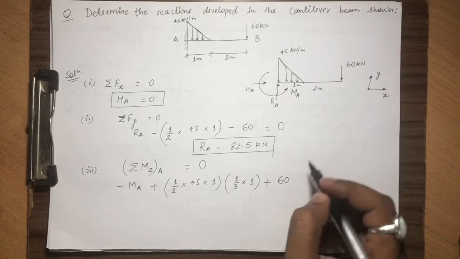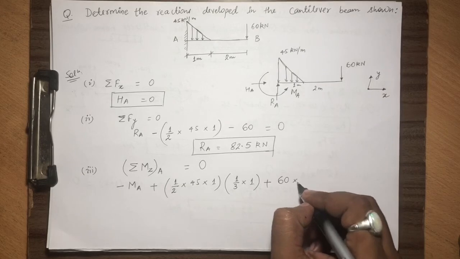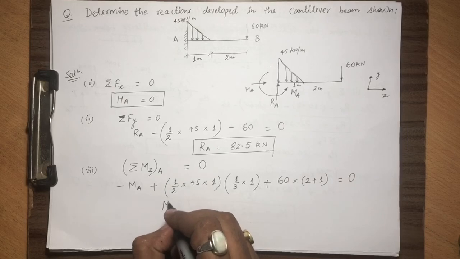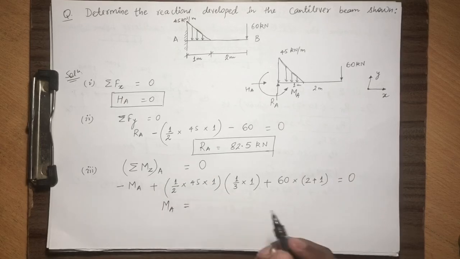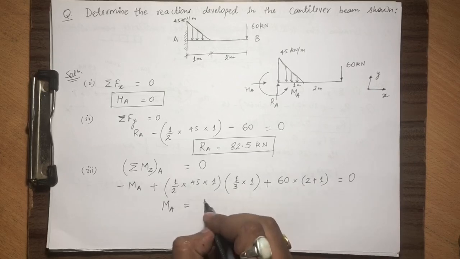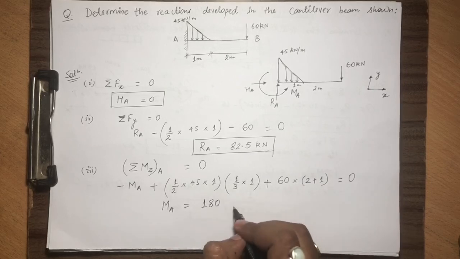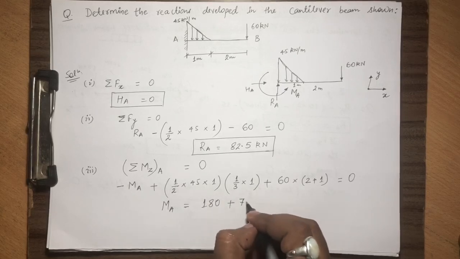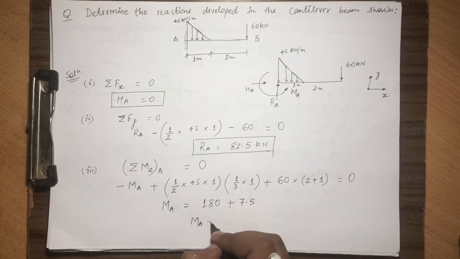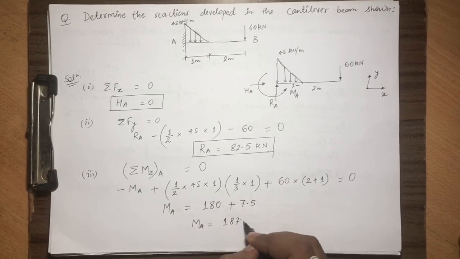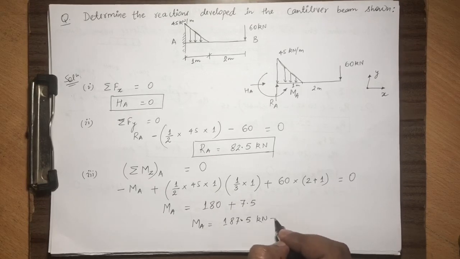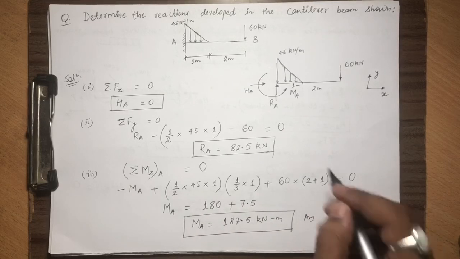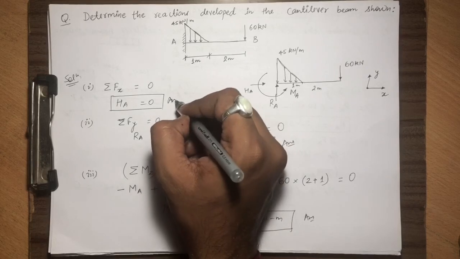Again plus 60 into 2 plus 1 is equal to 0. So MA will be 180 plus 15 by 2, which is 7.5. So MA is coming out to be 187.5 kilonewton meter. Again, no problem. So these were the answers which were asked in this problem.